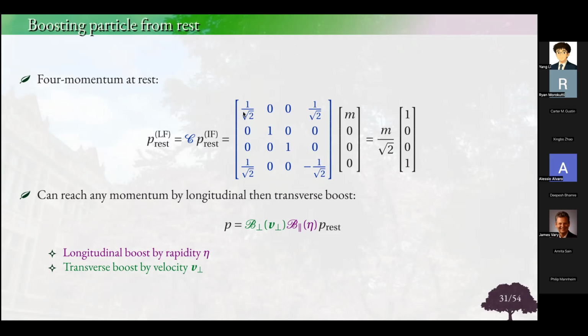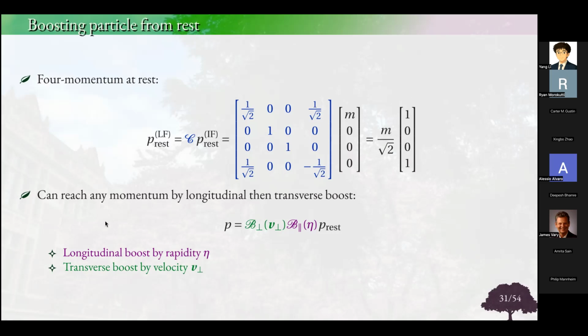You can multiply this by your C matrix, and you would find that your rest state is one in which the P plus and P minus components are both m over the square root of 2. You can also reach this conclusion by noting that P plus and P minus are energy plus or minus Pz over the square root of 2, and at rest, the energy is m and Pz is 0. So you get this kind of symmetric looking formula.